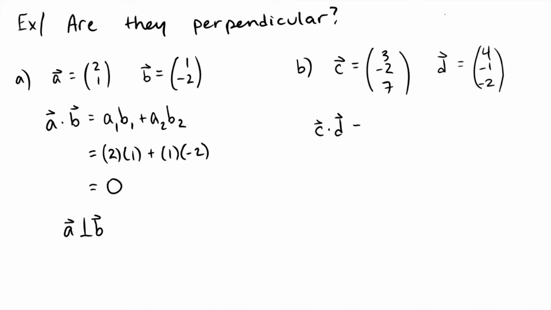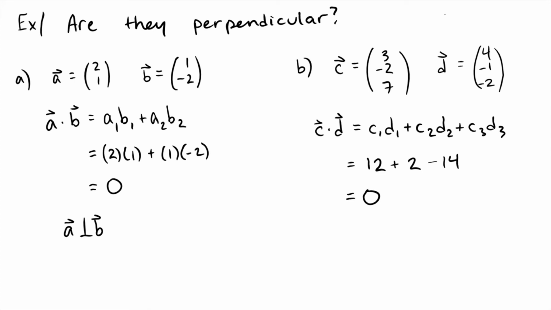So the dot product of C and D is going to be C1 times D1 plus C2 times D2 plus C3 times D3. And so if I multiply corresponding components there, I'll have 3 times 4 for my x components, which is 12. -2 times -1, which is a +2. That's for my y components. And 7 times -2, so that's -14 for my z components. And if I add that up, lo and behold, I get the dot product of those two vectors is equal to 0, which means that C and D are also perpendicular.